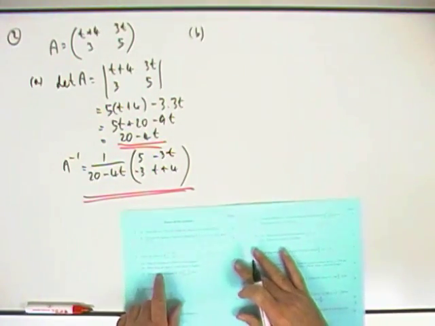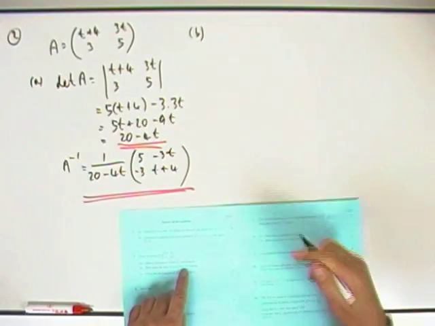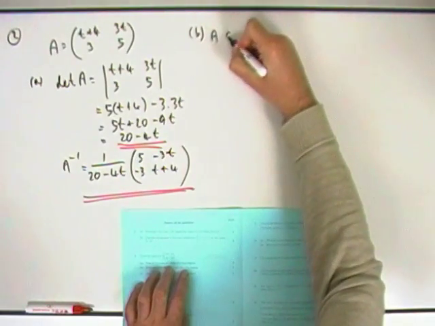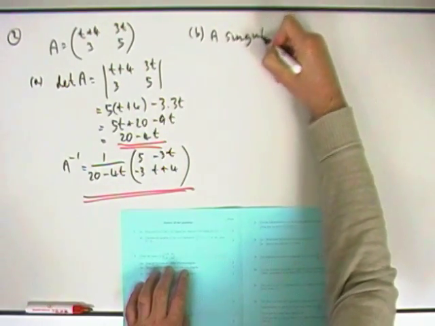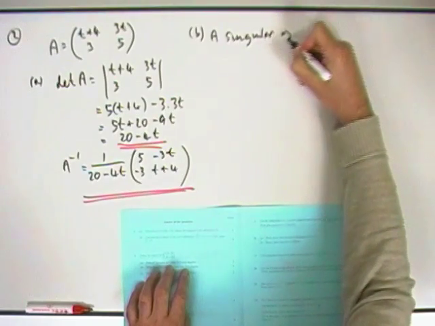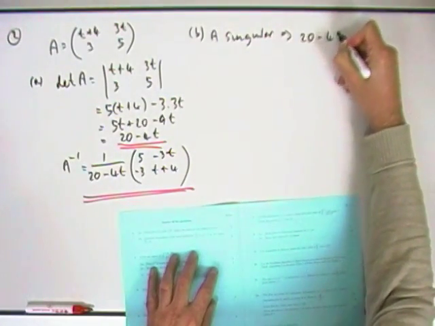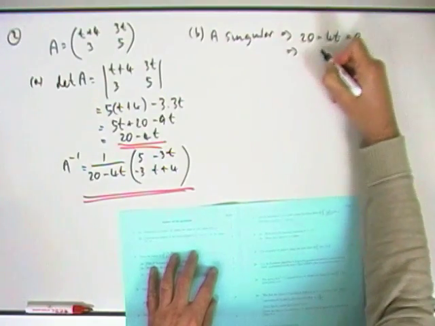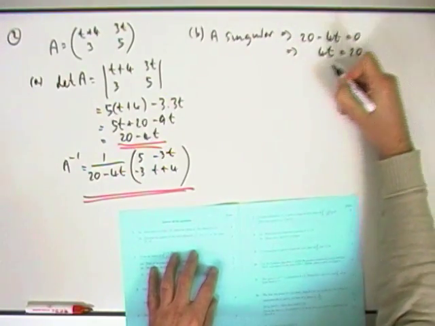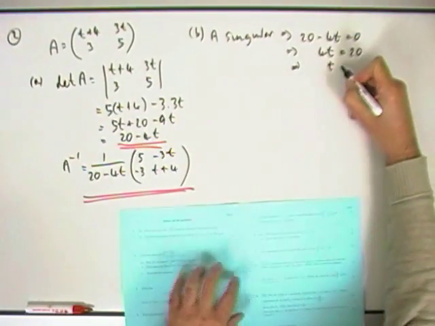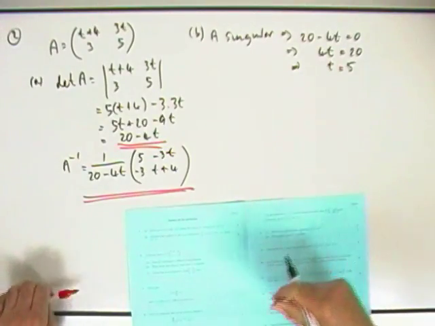Part B. Write down the value of t such that it's singular. Right, I'll just put a wee statement. A is singular if the determinant 20 minus 4t equals 0. So that means 4t would have to equal 20, so t would have to equal 5. There's only one mark for that.